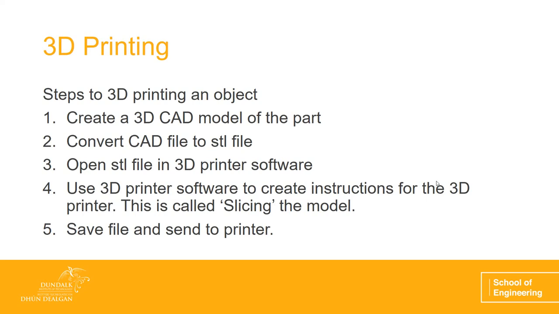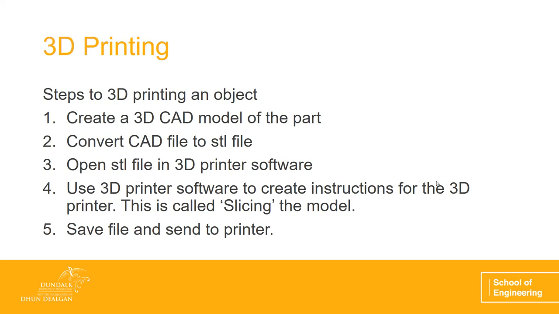Step 4 is to use our 3D printer software to create instructions for the 3D printer. And this is where we tell the printer all of the different settings we want to use. So how many layers do we want to break the 3D model up into? How fine should that be? And that depends on the detail that we want in our 3D object. A very detailed object might need a very fine slice, so we might have a slice every 10th of a millimeter.